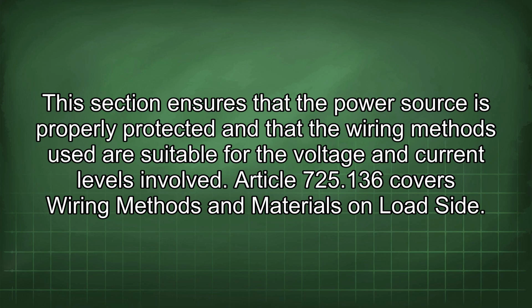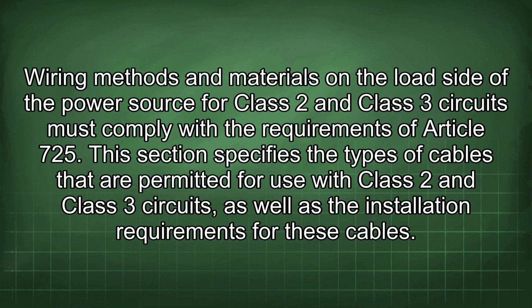Article 725.136 covers wiring methods and materials on the load side. Wiring methods and materials on the load side of the power source for Class 2 and Class 3 circuits must comply with the requirements of Article 725. This section specifies the types of cables that are permitted for use with Class 2 and Class 3 circuits, as well as the installation requirements for these cables.